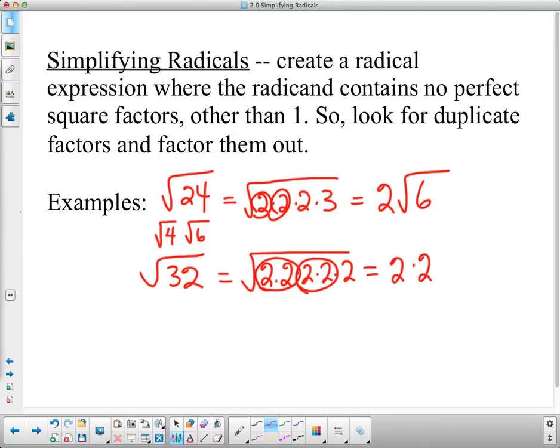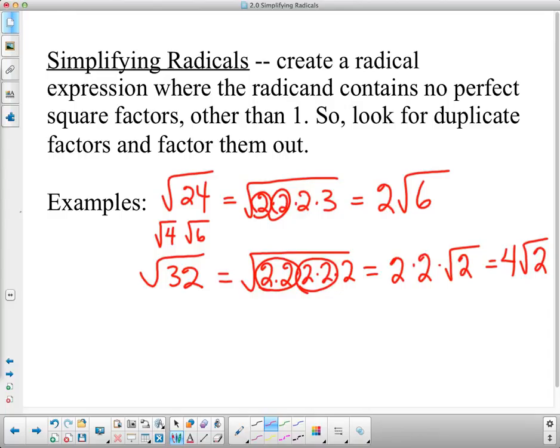So I've paired up twice. And then I have an extra 2 that doesn't have a pair. So on the outside is a 4. So 4 times the square root of 2 is what 32 simplifies to be.